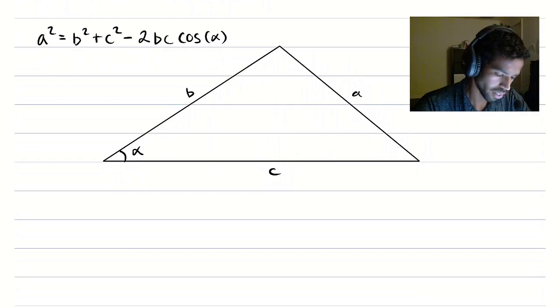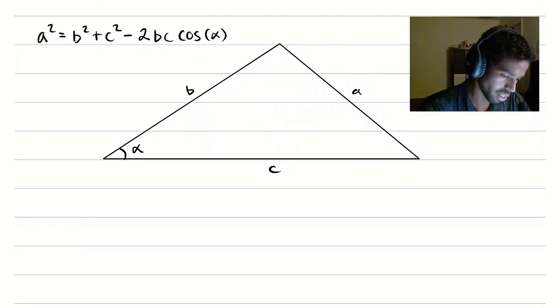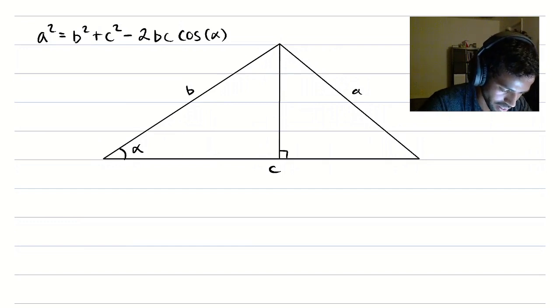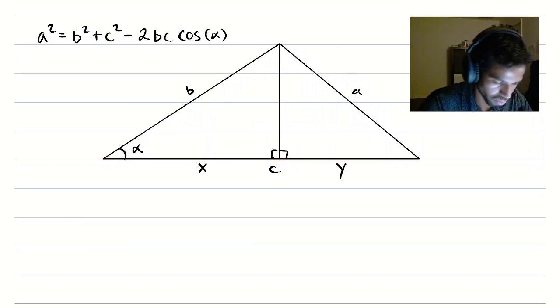Okay, so first we're gonna make this into a right triangle. That looks like a right triangle. And then we're gonna say that this side right here is x. This side right here is y. And this side over here is gonna be z.